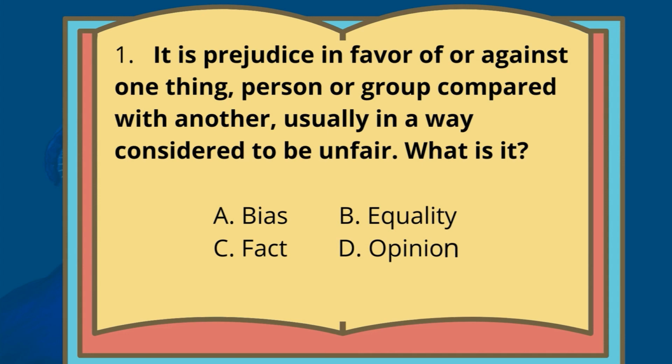Number 1. It is prejudice in favor of or against one thing, person, or group compared with another, usually in a way considered to be unfair. What is it? A. Bias. B. Equality. C. Fact. D. Opinion. The answer is A. Bias.